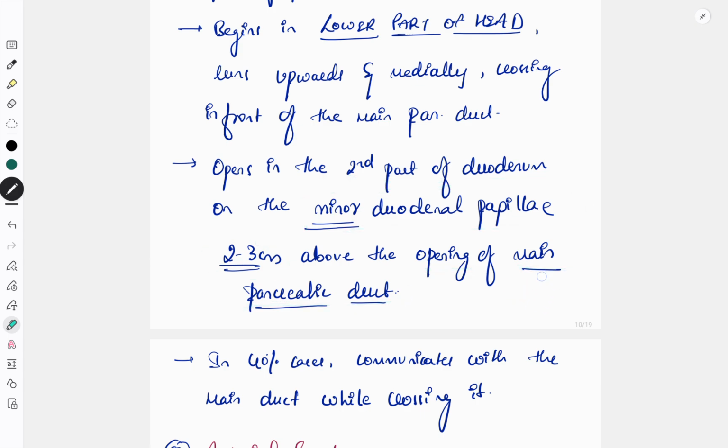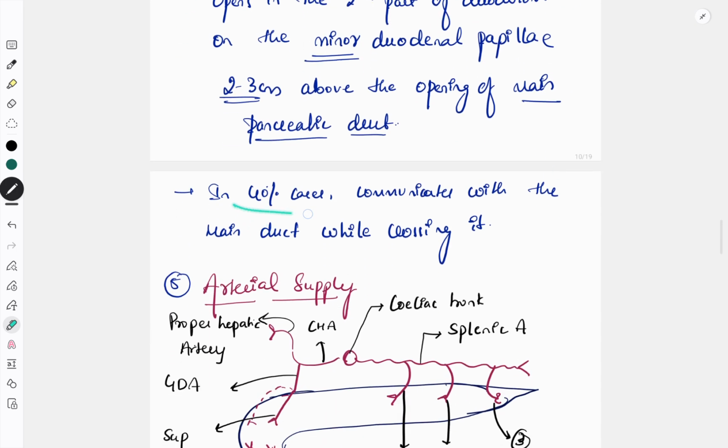So just now we talked about the main pancreatic duct, right? They are telling that wherever the main pancreatic duct opens, 2 to 3 centimeters above that it opens. Who is opening? The accessory pancreatic duct. But where does it open? On the minor duodenal papilla. In 40% of the cases, it communicates with the main duct while crossing it. Both of these ducts join together in 40% of the cases while it is crossing it.